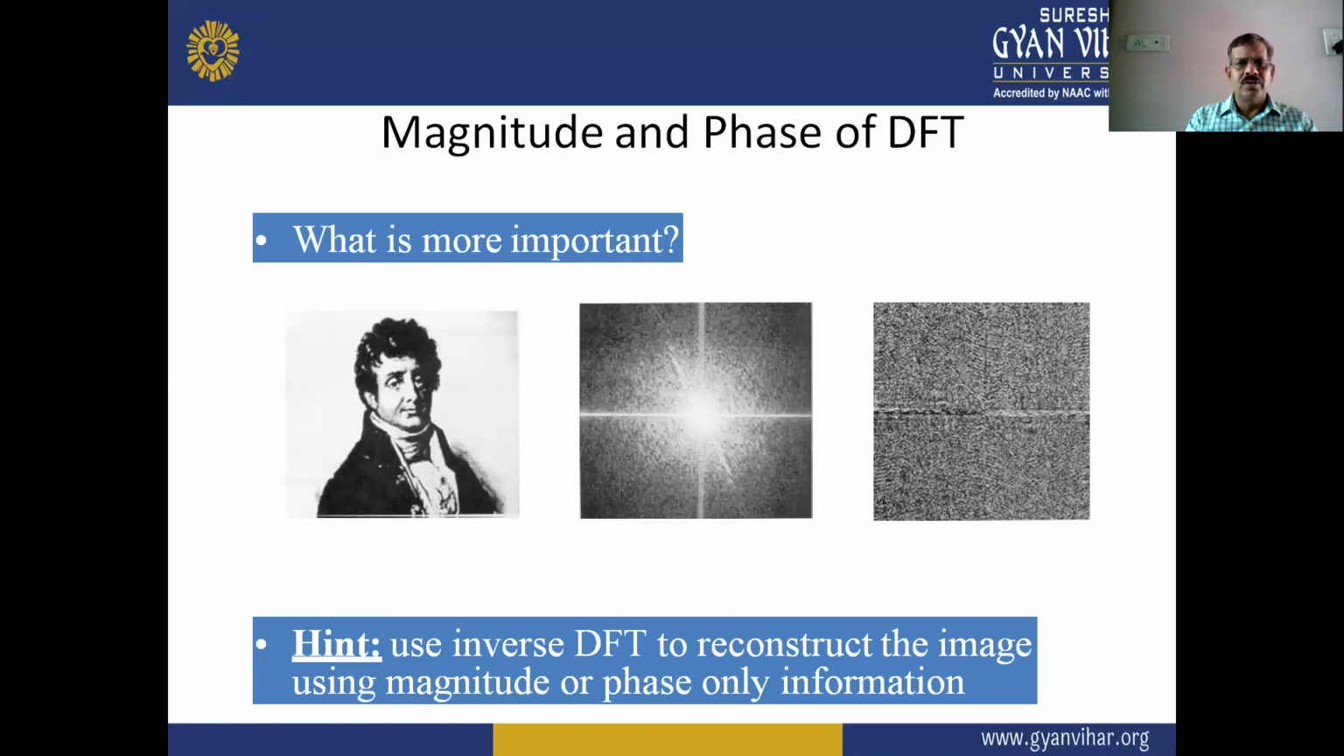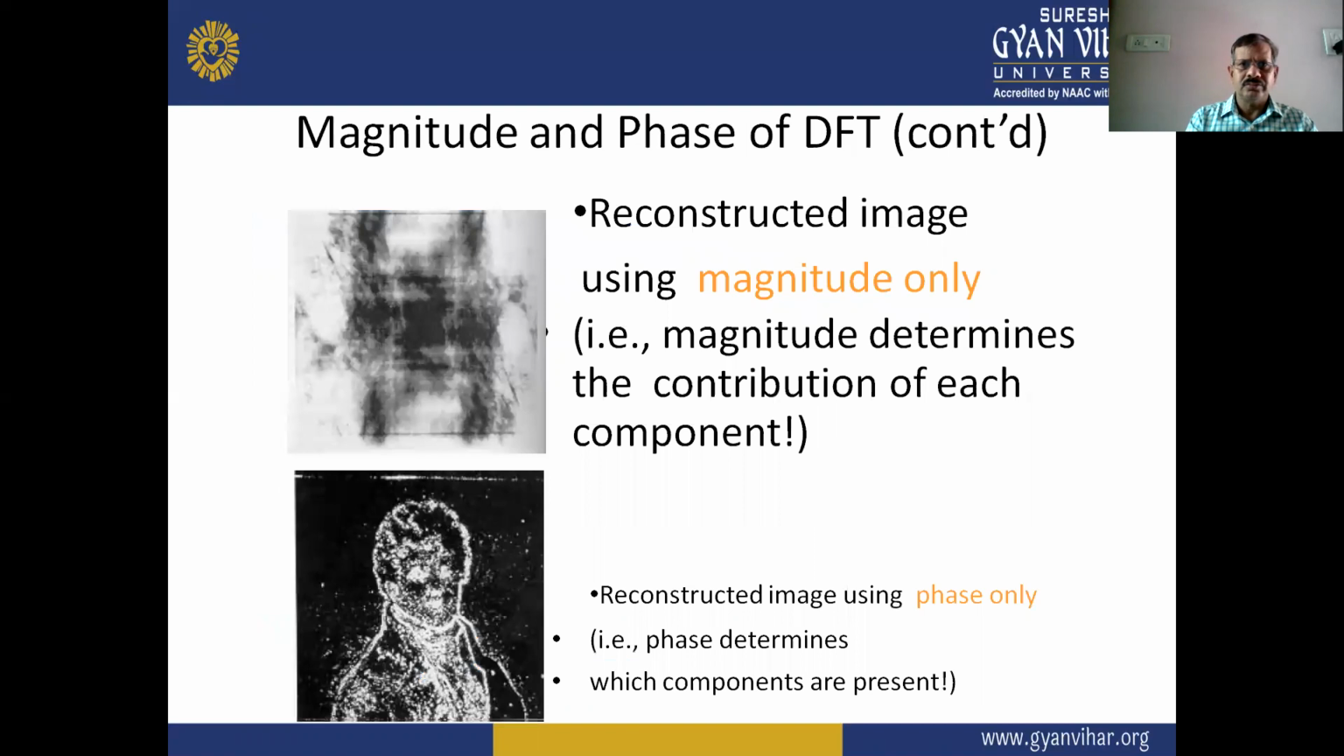The next topic is the magnitude and phase of the DFT. What is more important? Use the inverse DFT to reconstruct the image using magnitude or phase only transformation. So here is the reconstruction of the image using only magnitude or phase information. This is the reconstructed image using magnitude only. Magnitude determines the contribution of each component. Here is the reconstructed image using phase only. Phase determines which components are present.